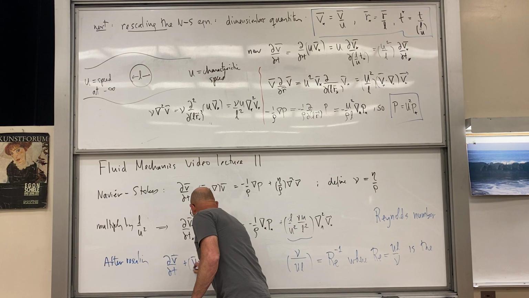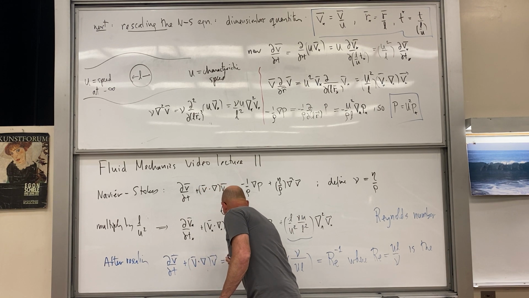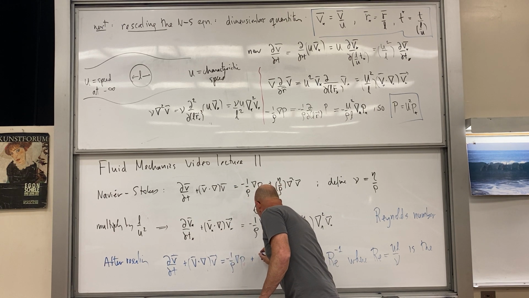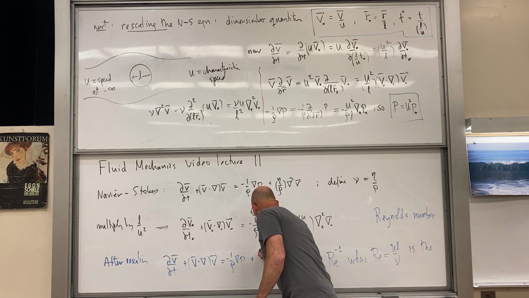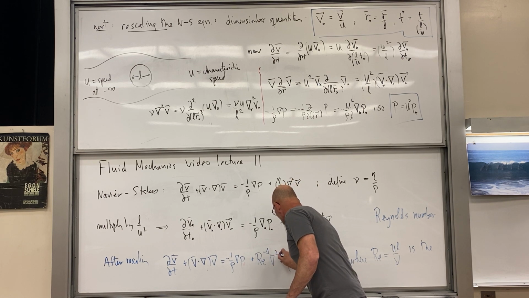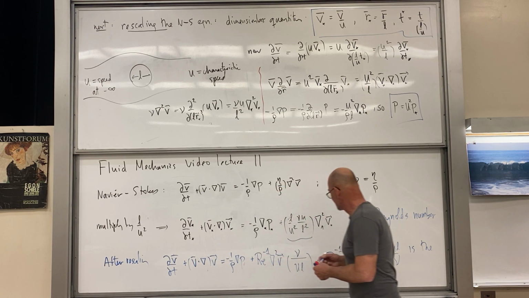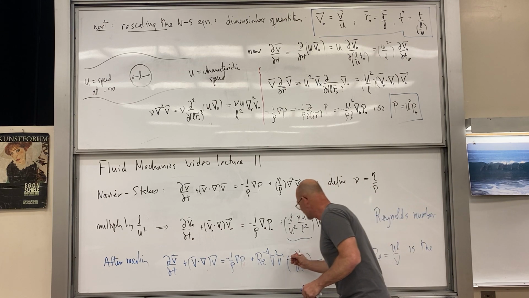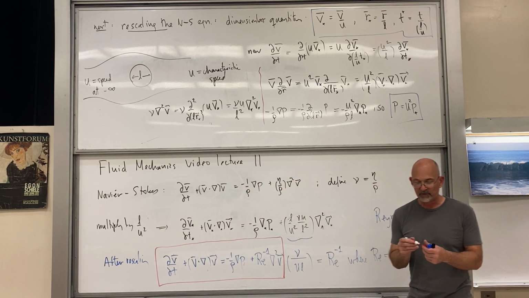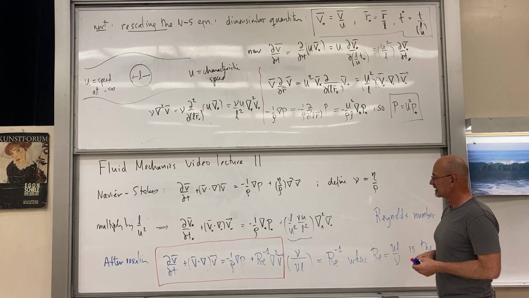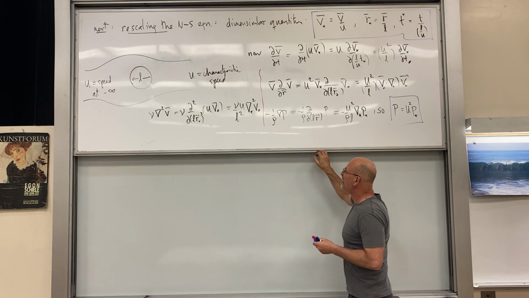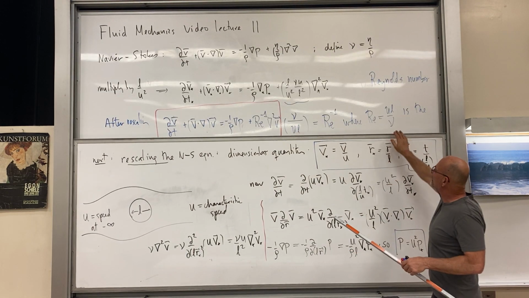V dot grad V minus 1 over rho gradient P plus Reynolds number to the minus 1 del squared V. Well, a little close there. Less than beautiful. You guys make this nicer in your notes. I may actually rewrite it. So what do we have here? This is visible enough, right?